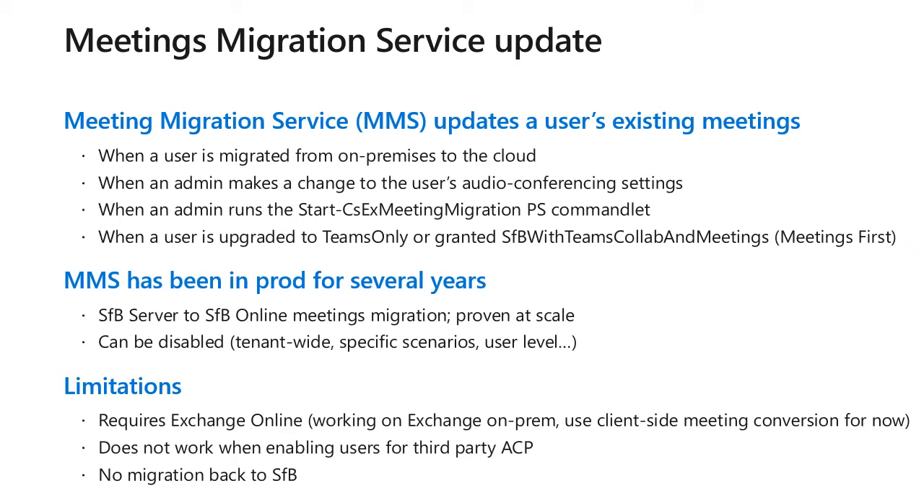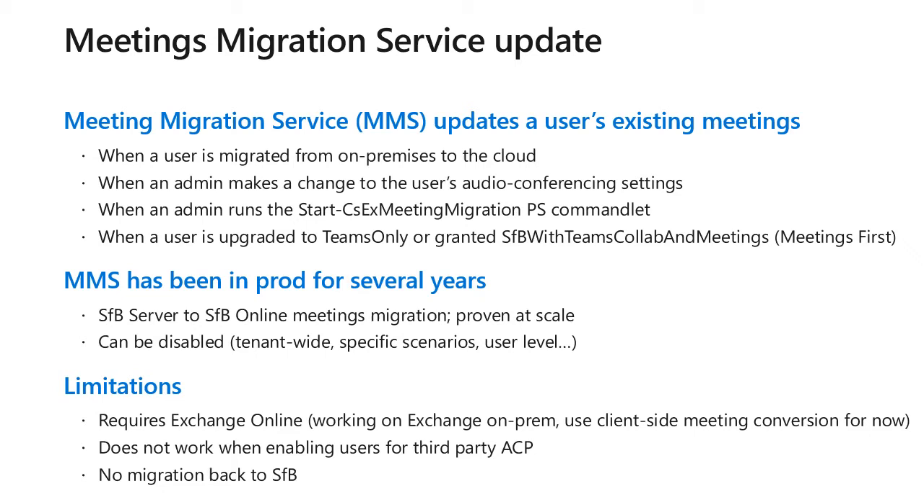First, we need Exchange Online for MMS to do its thing. If your organization has Exchange on premises today, we have capabilities within the client for us to do client-side meeting conversion with the add-in inside of Outlook, but MMS, we're still working to extend that to support Exchange on premises. This doesn't work when we enable users for third-party ACP. Well, third-party ACP has been retired anyway, so that's really kind of moot. We don't use this as a migration mechanism to go back to Skype for Business.